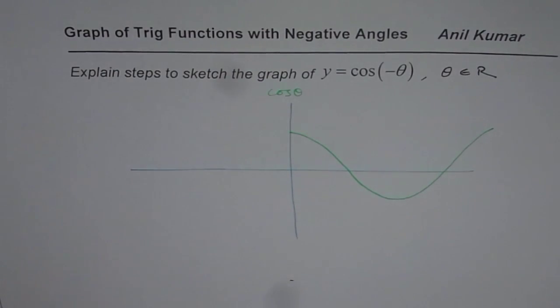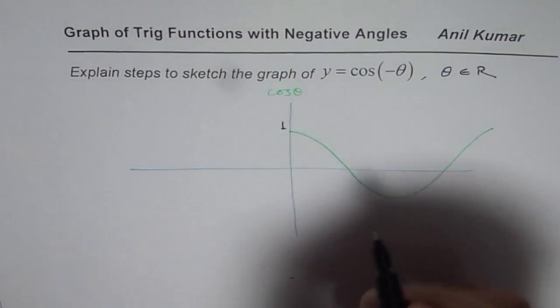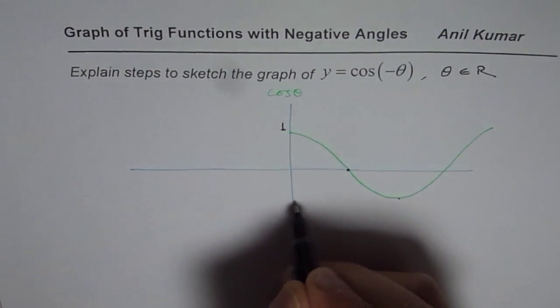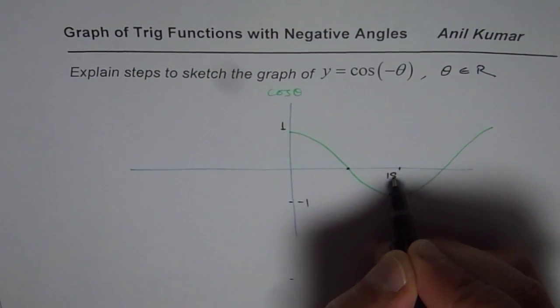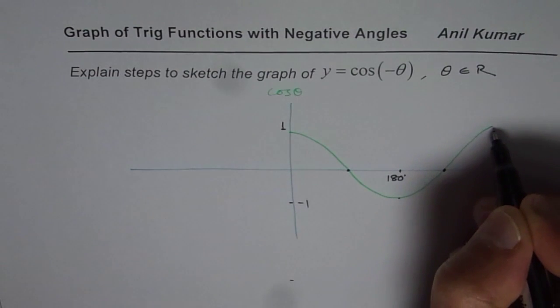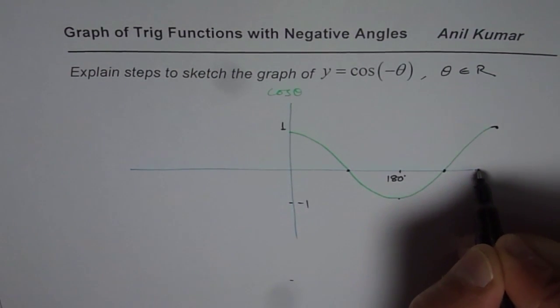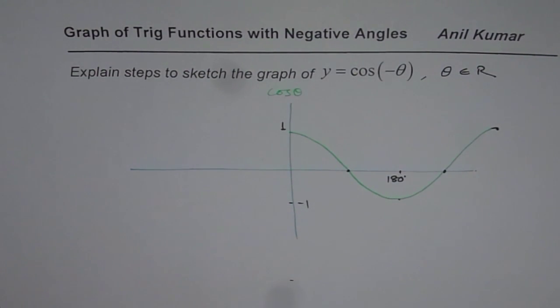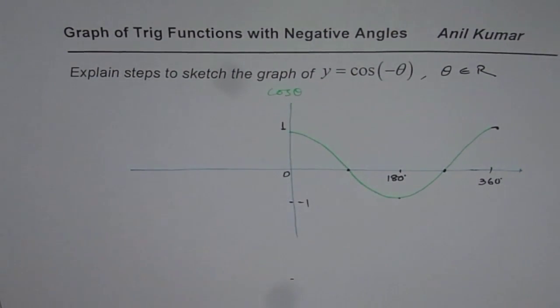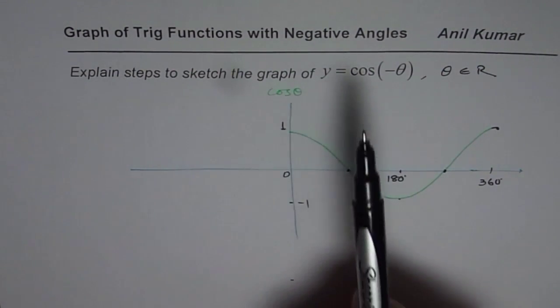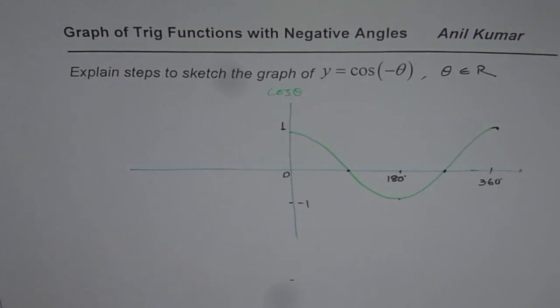When I say one wave, that means we start with maximum, go to 0, minimum -1, which will be at half the cycle of 180 degrees, and then 0, and then maximum at 360 degrees. Perfect, right? So this is one cycle at 360 degrees completed, starting with 0. Now when I say cos of minus theta, it means what?